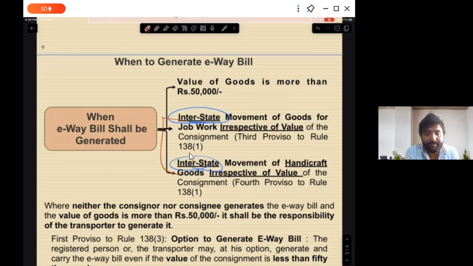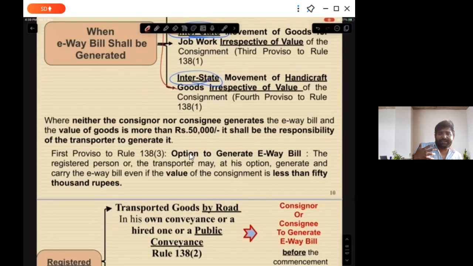There is no monetary limit for handicraft goods and job work goods. So except handicraft and job work, the goods value should be more than 50,000. But if it's handicraft goods or job work goods, then the limit is not applicable. You need to prepare an e-way bill. Very good. Sir, is it optional that I can prepare an e-way bill even if my value is less than 50,000?